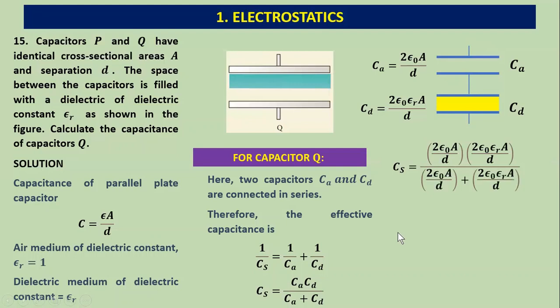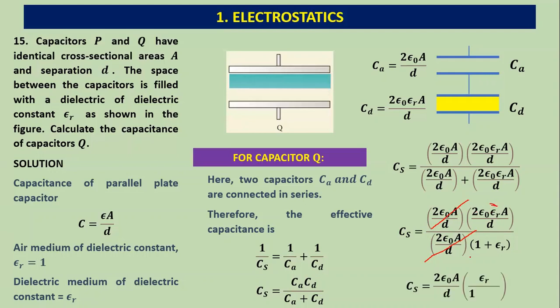In the denominator, you have the term 2 epsilon naught A by d as common, taking it out of the bracket. Within the bracket, you have 1 plus epsilon r. In the numerator, you have 2 epsilon naught A by d and 2 epsilon naught A by d getting cancelled. The epsilon r you leave as it is. So we get Cs is equal to 2 epsilon naught A by d multiplied by epsilon r by 1 plus epsilon r, which is the final answer of this problem.